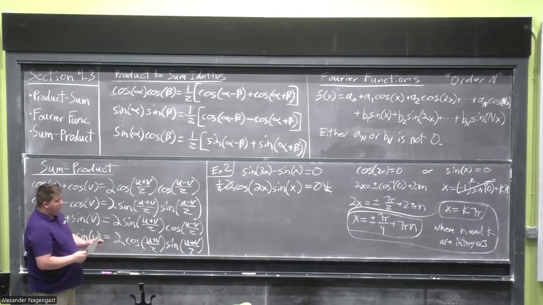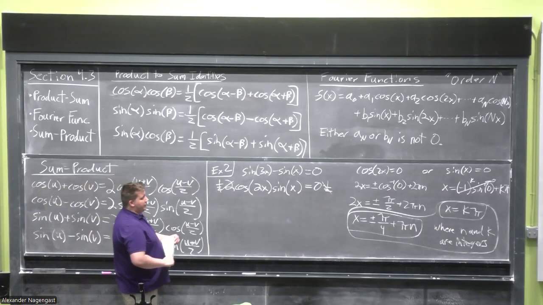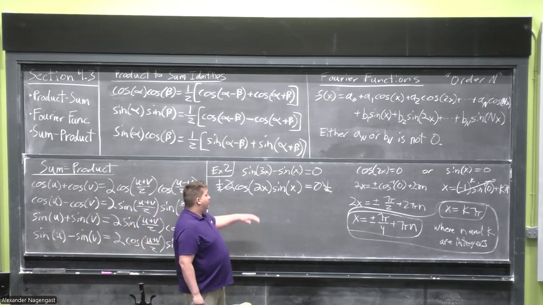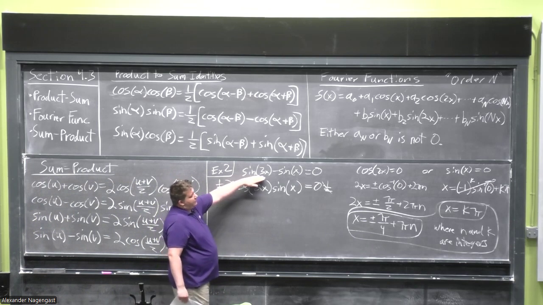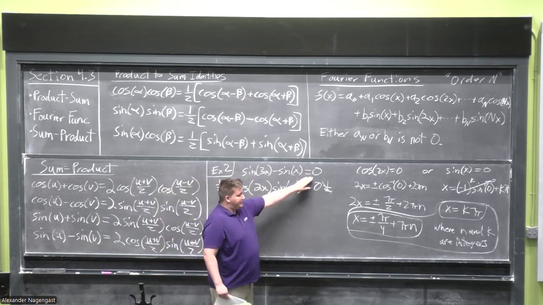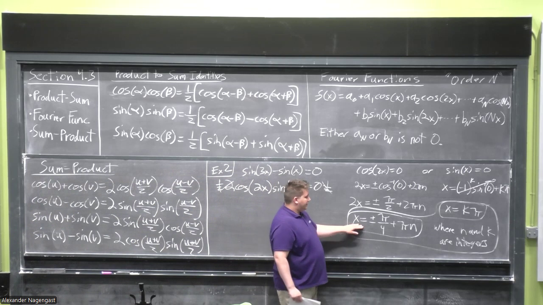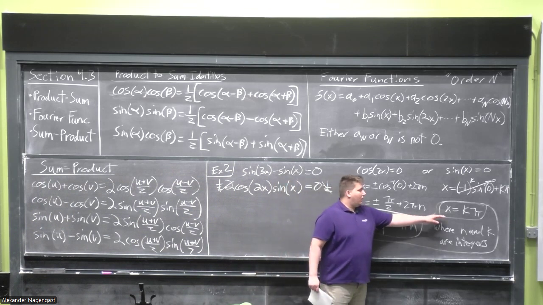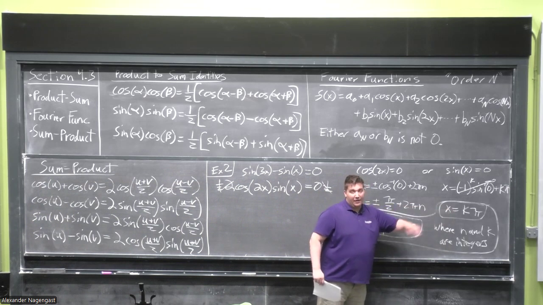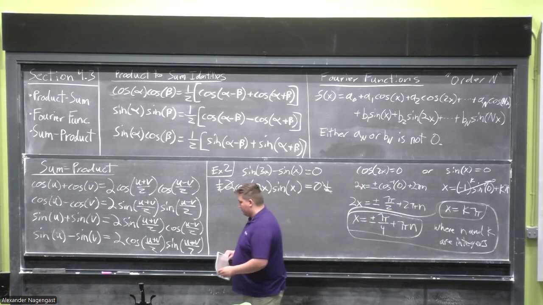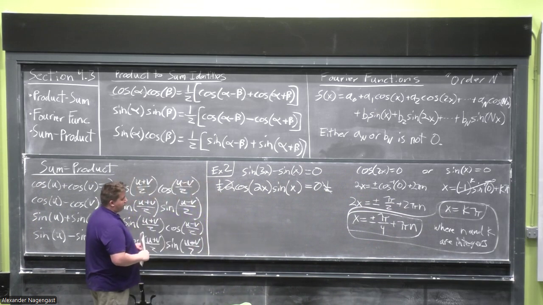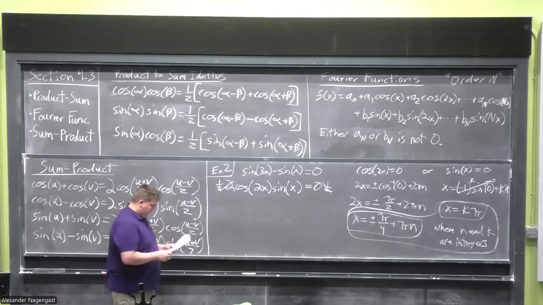So again, how this could be spoken in terms of Fourier function is the Fourier function of sine of 3x minus sine of x is 0 whenever x is equal to plus or minus pi over 4 plus pi n, or x is equal to k pi, where n and k are integers. Okay.